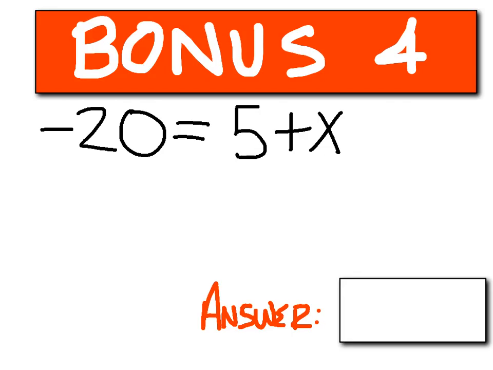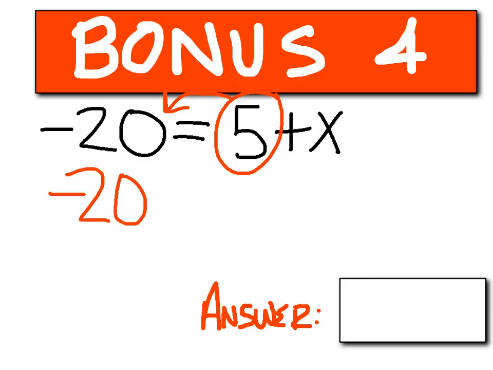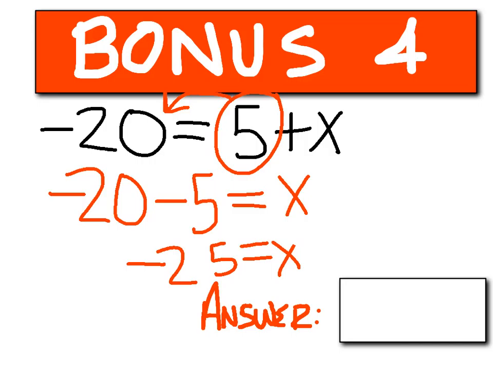Okay, bonus number 4. Go ahead and bring it up. For this one, our x is already positive. The only thing we need to do is move our number to the opposite side. When we move our 5 to the other side, it's going to become a minus 5. So our answer is going to be negative 20 minus 5, which is negative 25.